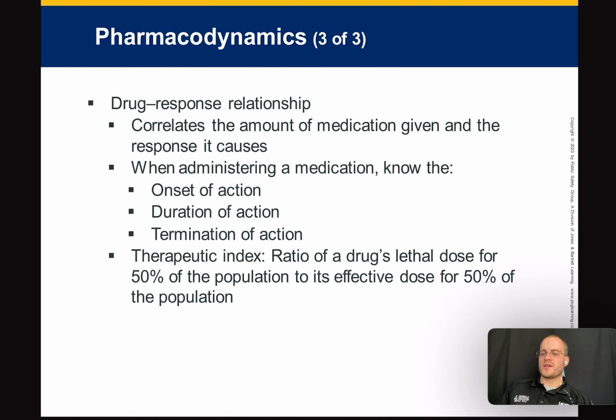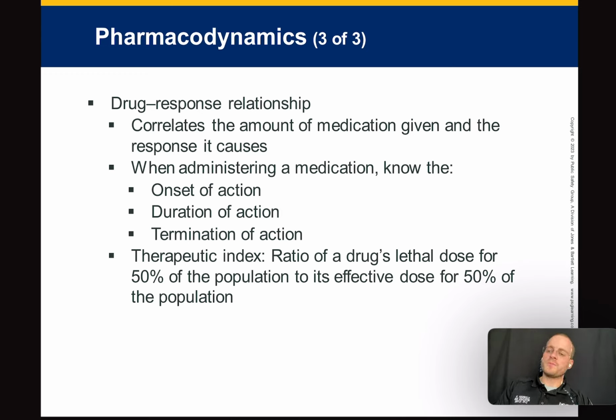So the drug response relationship, I drew this for you earlier, but I'll explain it now in writing. This correlates to the amount of medication given and the response it causes. So when administering a medication, we know the onset of action. So what is the amount of time it's going to take for the action, the antihistamine effects, to take effect? And then the duration of action is how long will it act? And the termination of action, at what point does it terminate? Okay? And you could put all these on a graph, but to me, they're kind of obvious in what they're saying. Onset of action, when does it start working? The duration of action, how long does it work? Termination of action, when does it quit working?